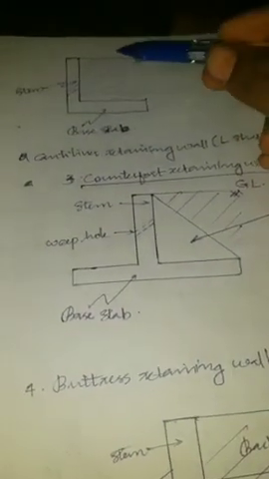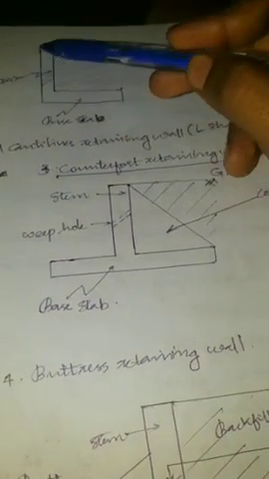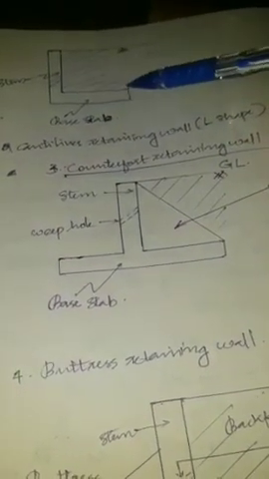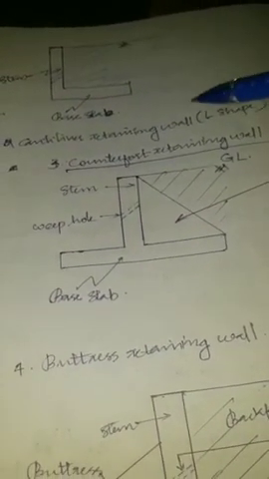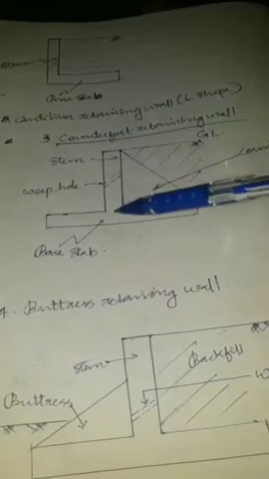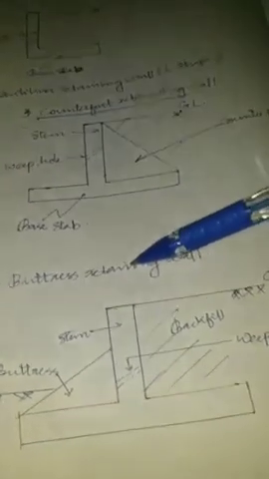This is a cantilever L-shaped retaining wall. The shape of the retaining wall is L. Then this is a counterfort retaining wall and this is a buttress retaining wall.